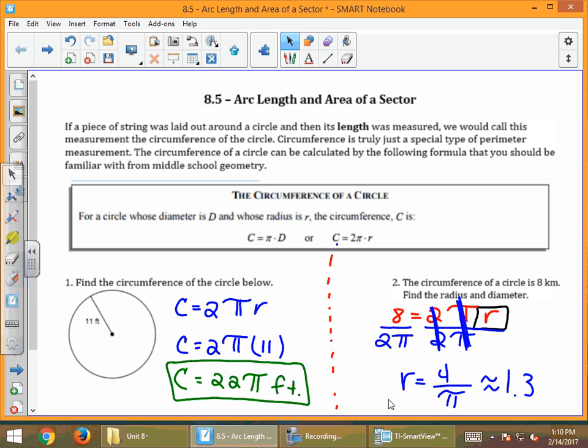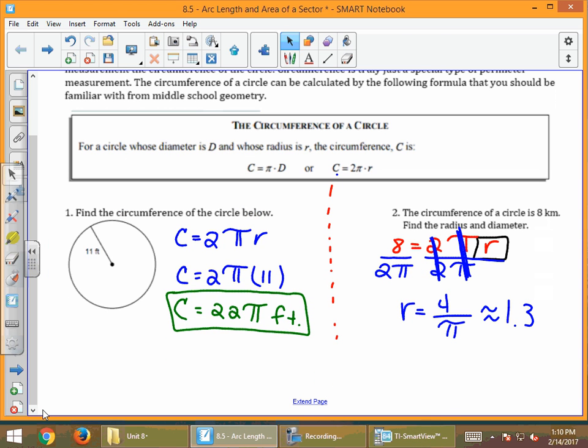Now, we want to know the diameter. What do we know about the relationship between the diameter and the radius? The radius is what of the diameter? So, if we know the radius is 4 over pi, what do we have to do to get the diameter? Multiply it by 2.